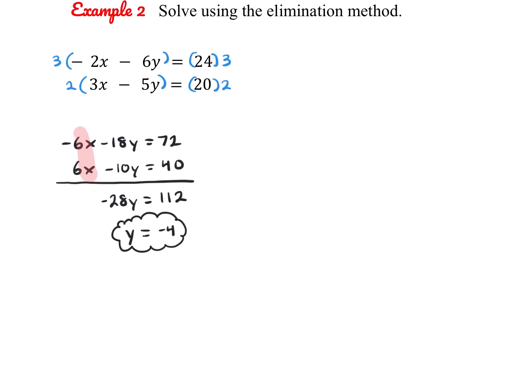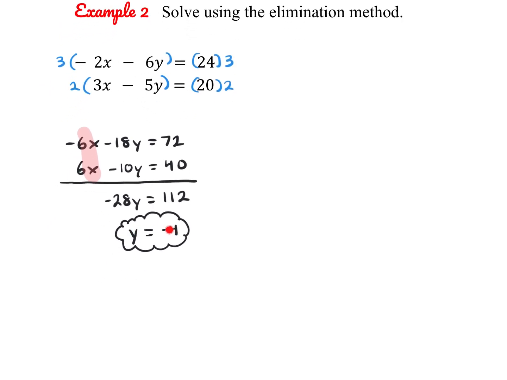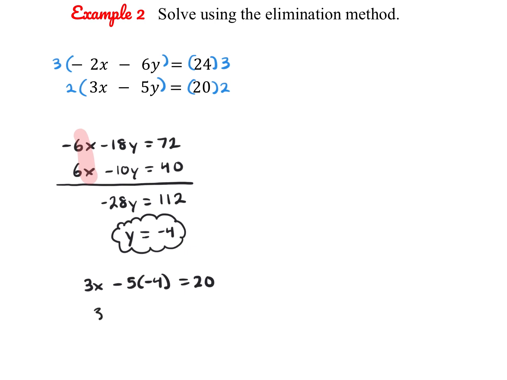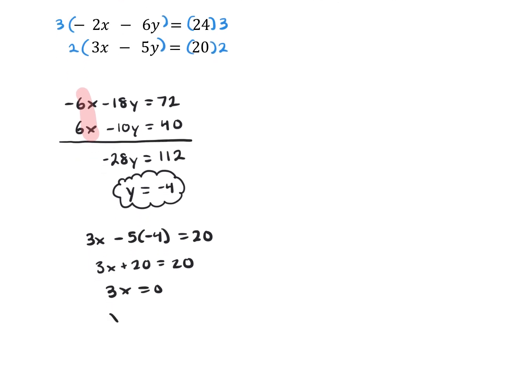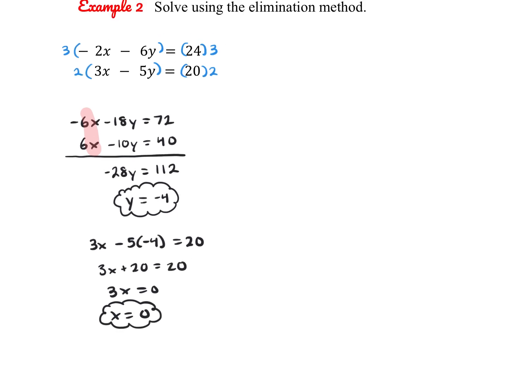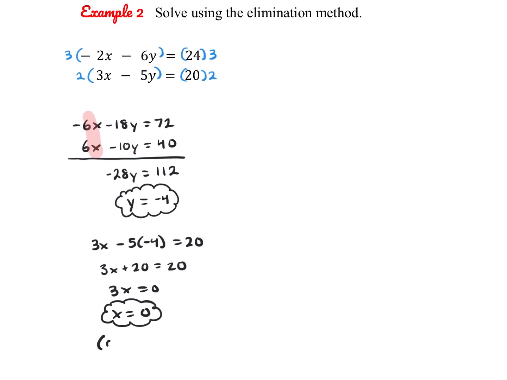Now to finish solving for x, I can substitute y equals negative 4 into either equation. It doesn't matter. So let's substitute it into our second equation. So 3x minus 5 times negative 4 equals 20. 3x plus 20 equals 20. So 3x equals 0, and that means that x equals 0. So now I can write that as an ordered pair, (0, negative 4).